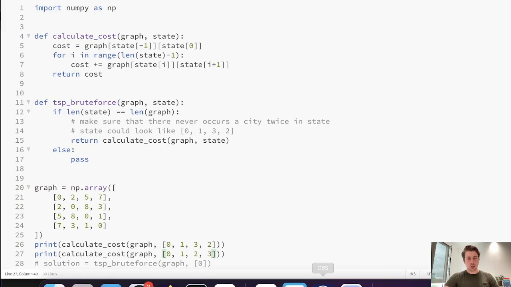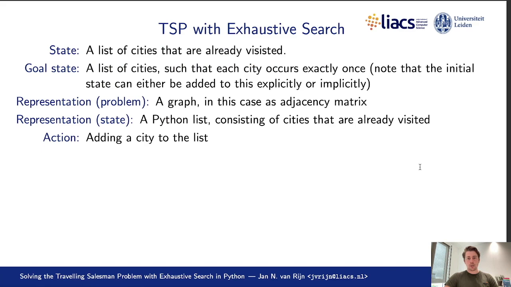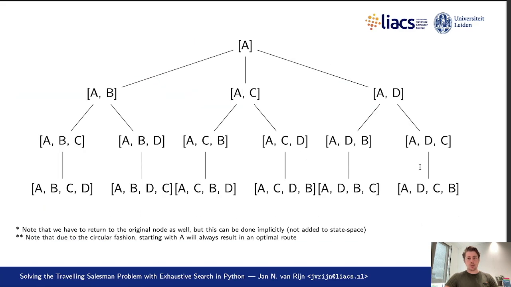Let's continue with what to do. So we now know what to do if we're in a goal state, but what to do if we're not in a goal state. So let's for that look once again at the state space diagram.